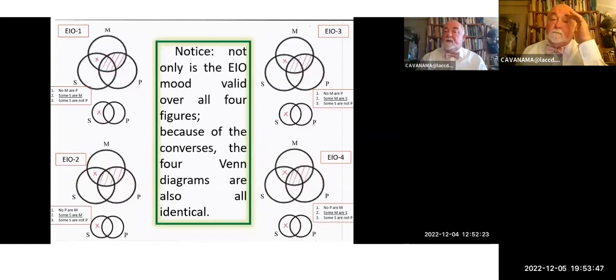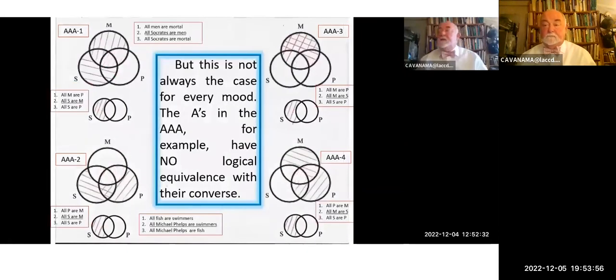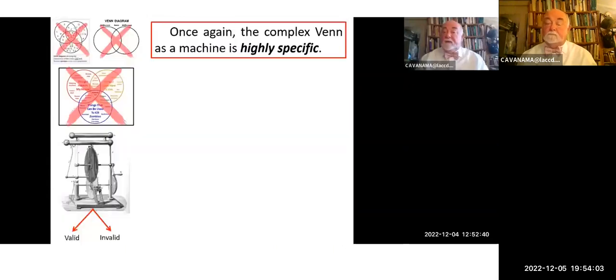And notice, not only is the EIO mood valid over all 4 figures, because of the converses, the 4 Venn diagrams are also identical. But this is not always the case for every mood. If we go back to the triple A's, the A's have no logical equivalence with their converse. That's why you don't get the kind of result you get. Once again, that was a little bit advanced. If you didn't quite follow all of it, you can take some time to work it, but it's not a major point. If you understand the Venn diagrams and how to use them, that's the major thing. And that's for those that want to do a little more advanced.